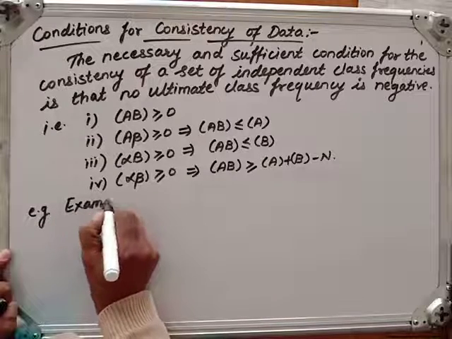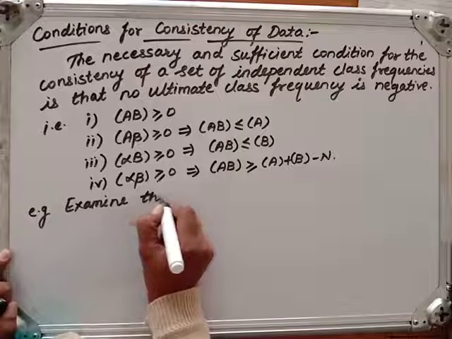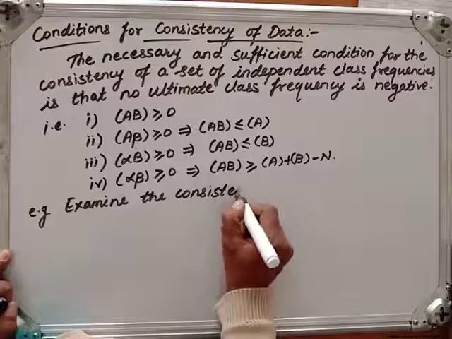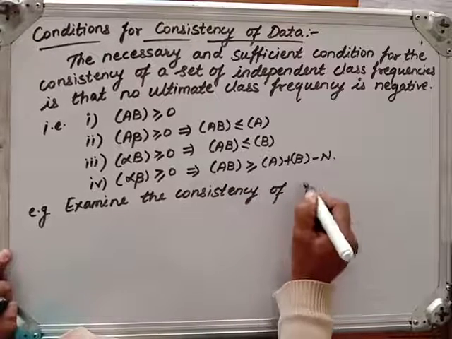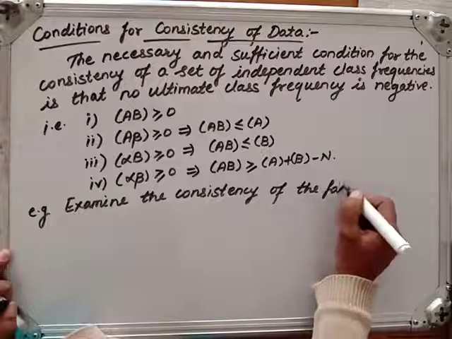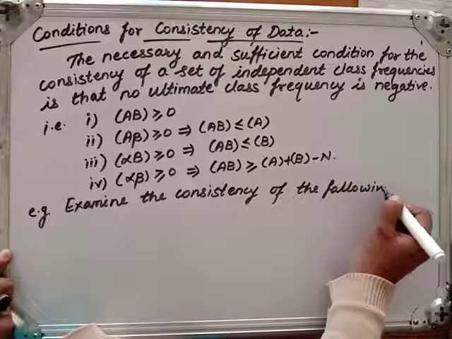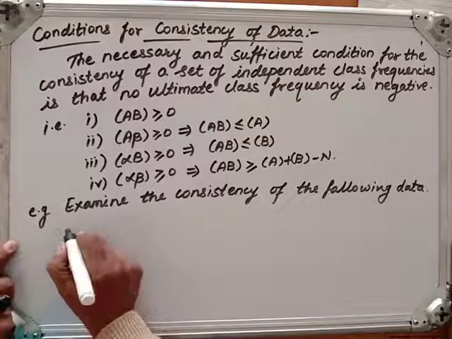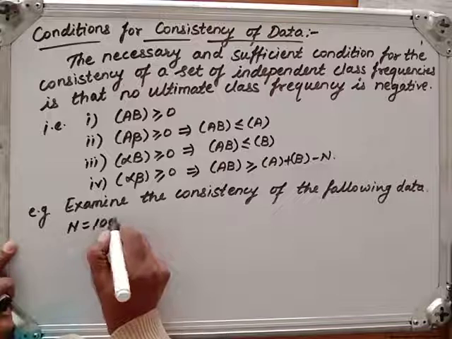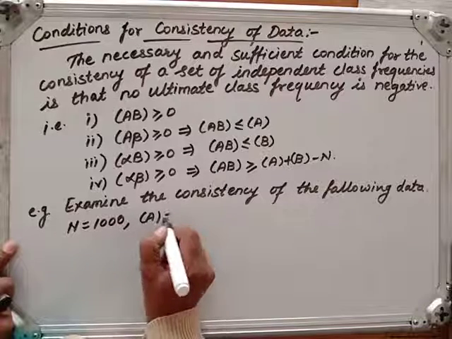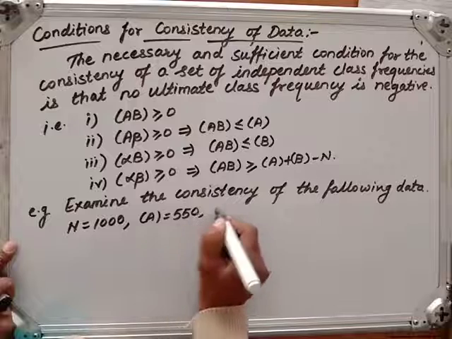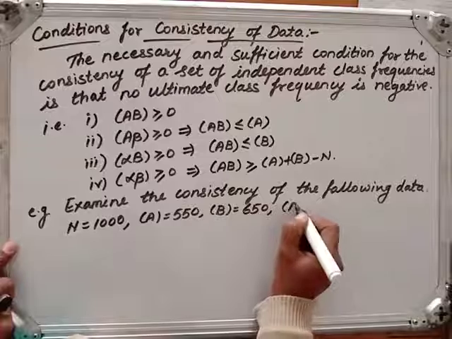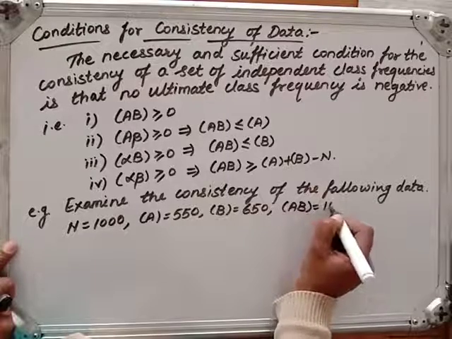Okay, let's see an example on this. Example says, examine the consistency of the following data. Now, what was the data? N is equal to 1000. The frequency of A is 550. Frequency of B is 650. Frequency of AB is 100.